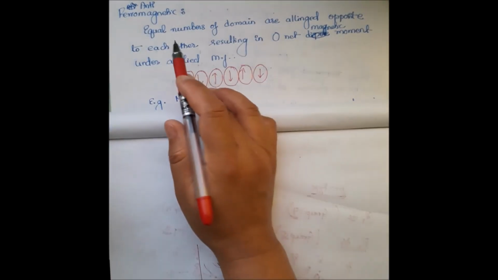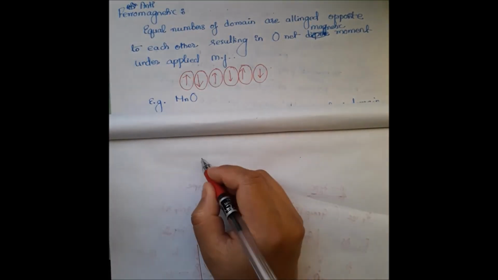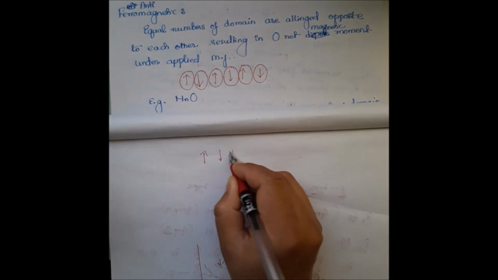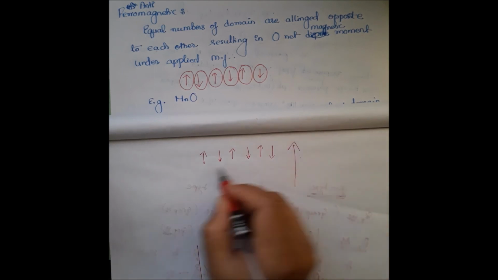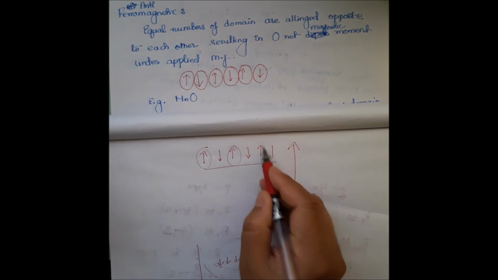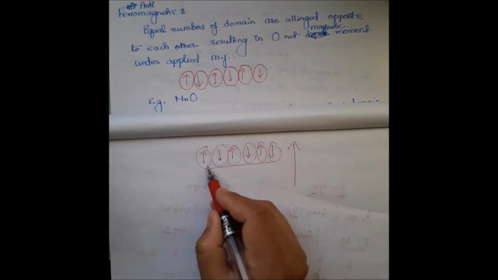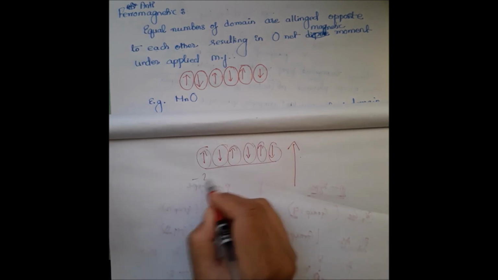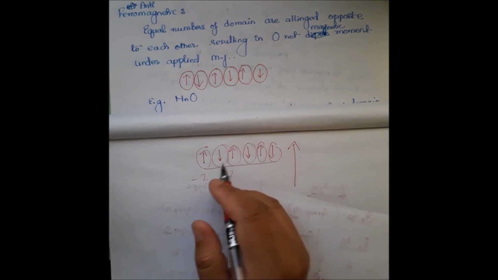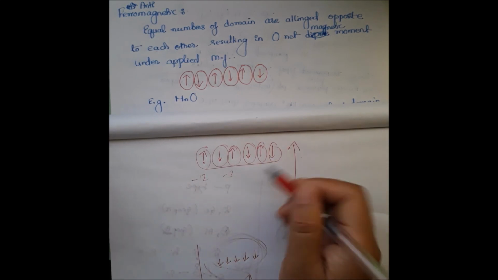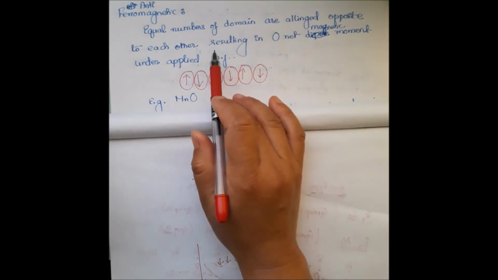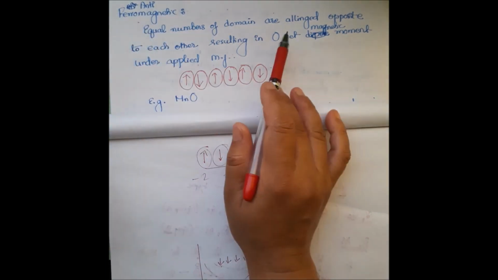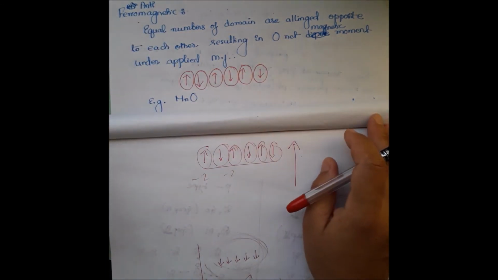Now next is antiferromagnetic substances. Here the domains will align parallel and anti-parallel to the magnetic field in equal number. So suppose there are 2, 2, 2: plus 2, minus 2, plus 2, minus 2. What will happen? The net magnetic moment is 0. Such a type we call an antiferromagnetic substance, and an example is manganese oxide.